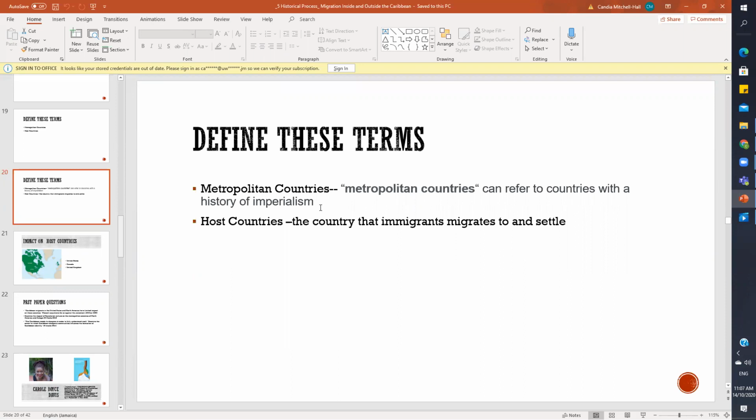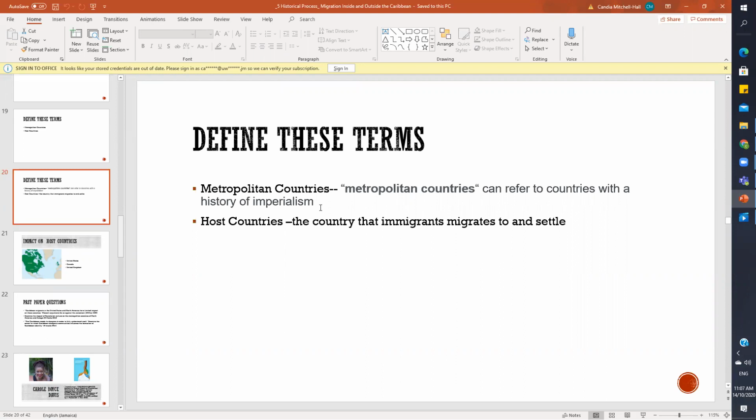So what is a host country? This is the country that a person migrates to. They move from their home country and go to another country. The country that they move to is the host country. Very good. What is the country of origin? Is that also the host country? No. Anyone want to help her? The country of origin is where the migrant comes from. Correct. Wherever the migrant is coming from, that is the country of origin.